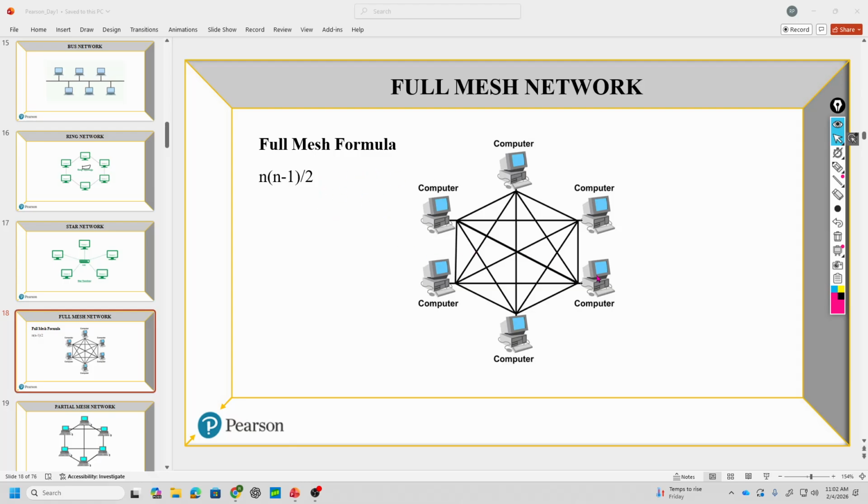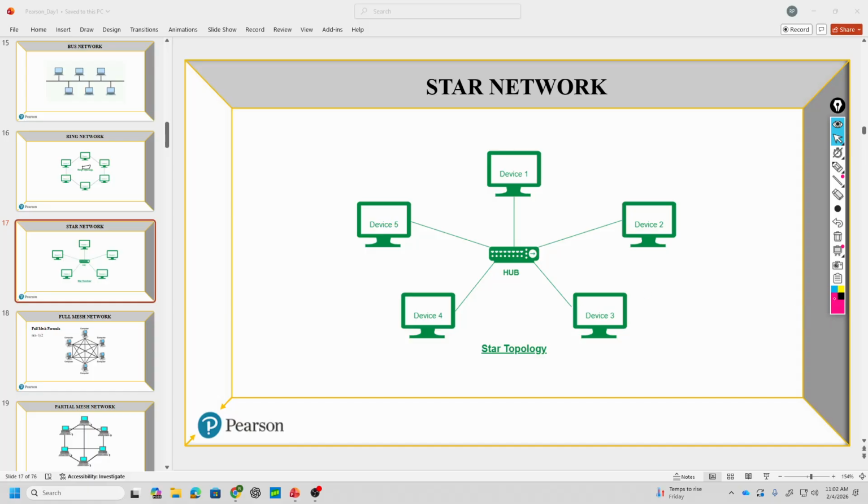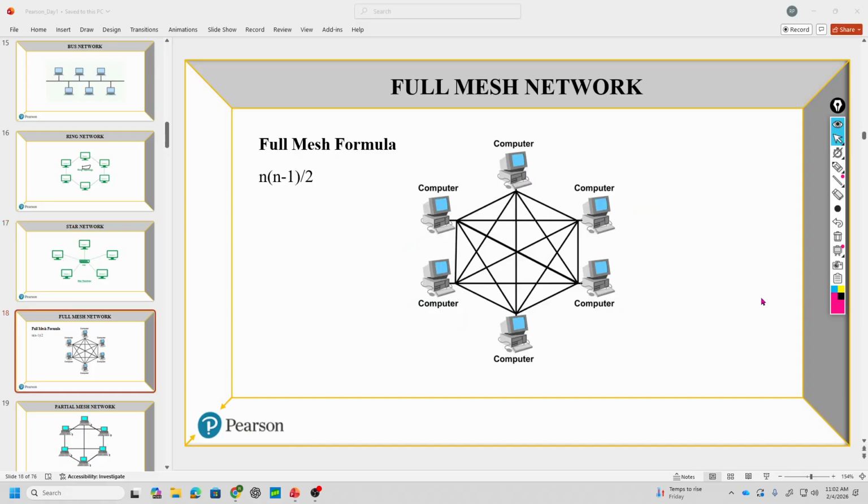Now, a full mesh. Now, let me back up for a second. Well, we're going to get to a couple other devices here in a minute, and we'll talk about them. All right, so full mesh. A full mesh looks at all of these computers, and they all have a cable connection to every other computer.